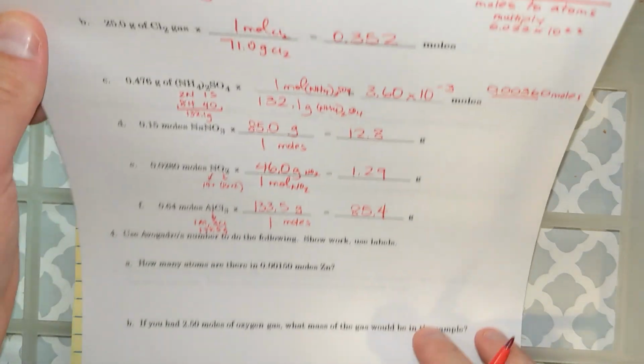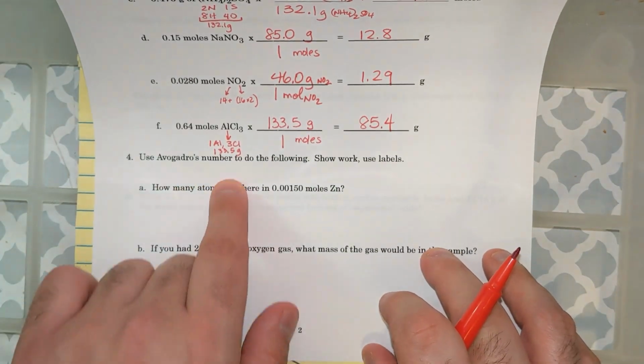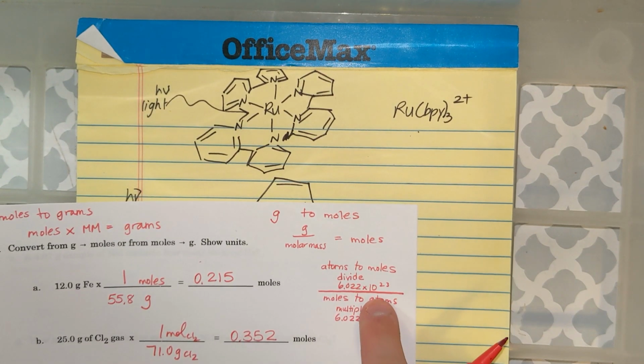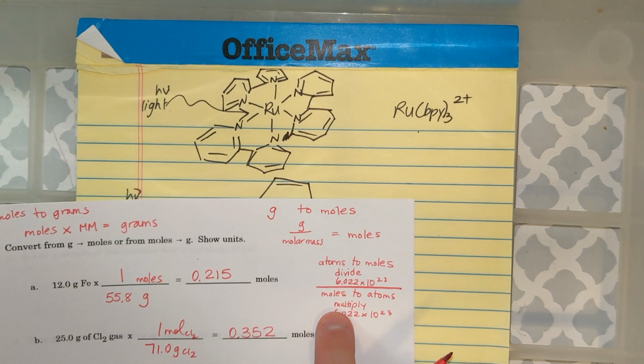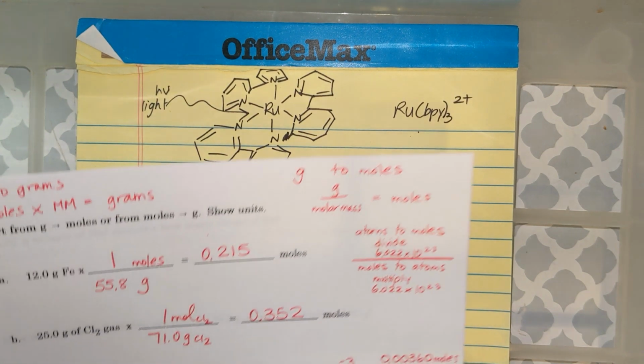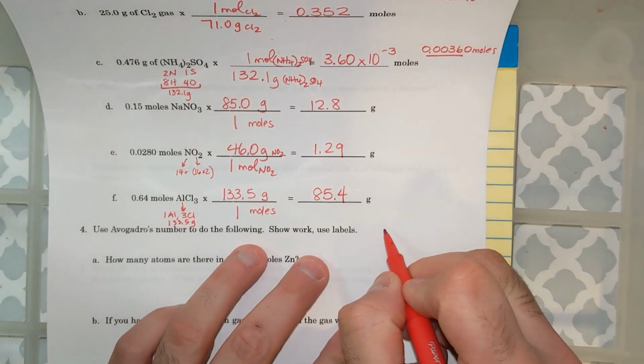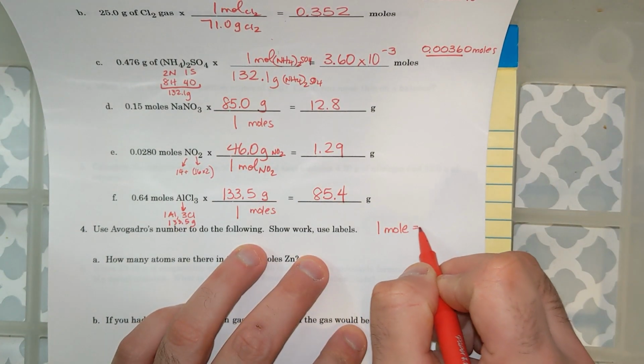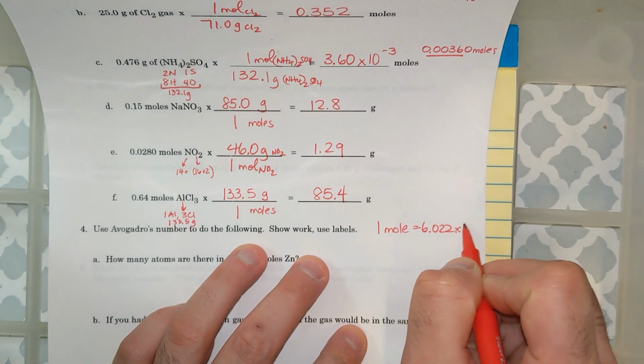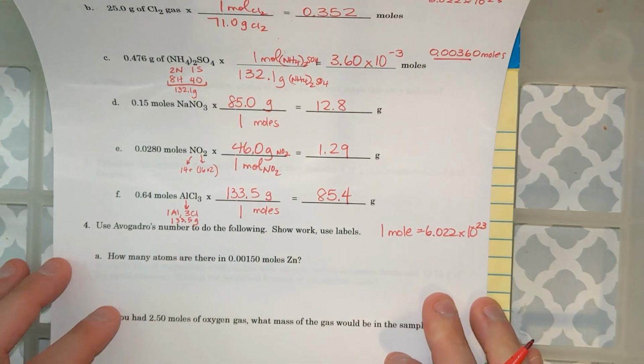Okay, now a little bit more work. These have to do with Avogadro's number. I wrote it on the side here. If I want to go from atoms to moles, I divide by 6.022 times 10 to the 23rd. If I want to go from moles to atoms, I multiply by 6.022 times 10 to the 23rd. That's because 1 mole is equal to 6.022 times 10 to the 23rd. So I'm going to leave that on the side.